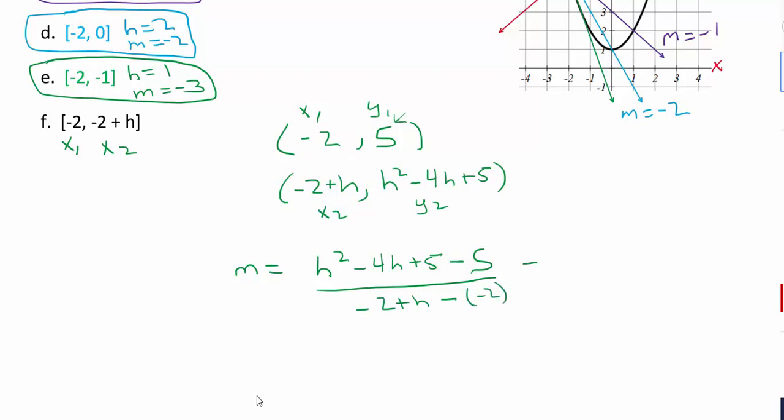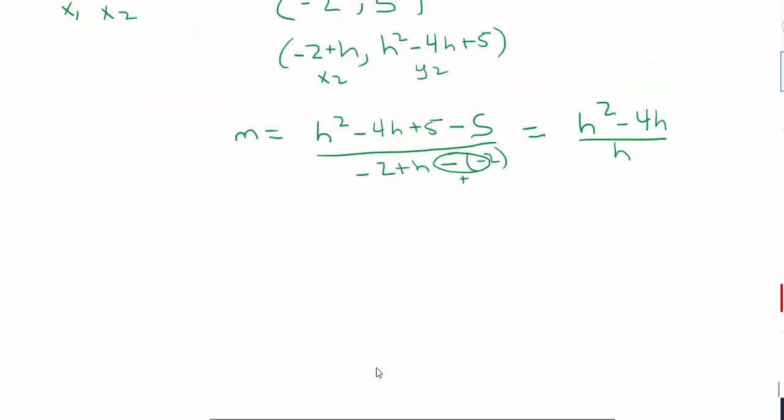Now we need to simplify this down. I get h squared minus 4h. 5 minus 5 is 0, so I need not write that. And in the denominator we have -2, and this is technically a plus 2 because when you subtract a negative it becomes plus. And -2 plus 2 is 0, so I need not write that. It's basically h plus 0, or just h. And since all three terms, 1, 2, 3, have a factor of h in them, I can simplify further.